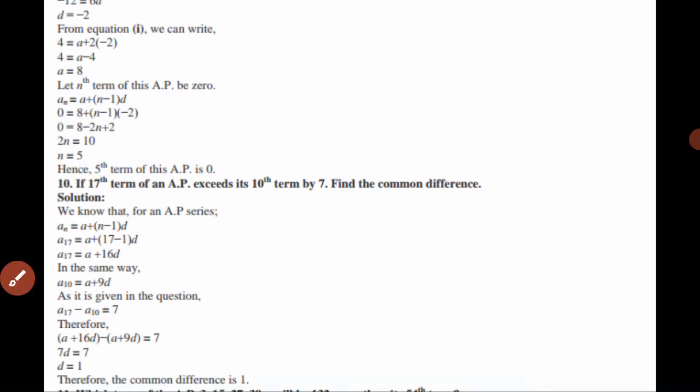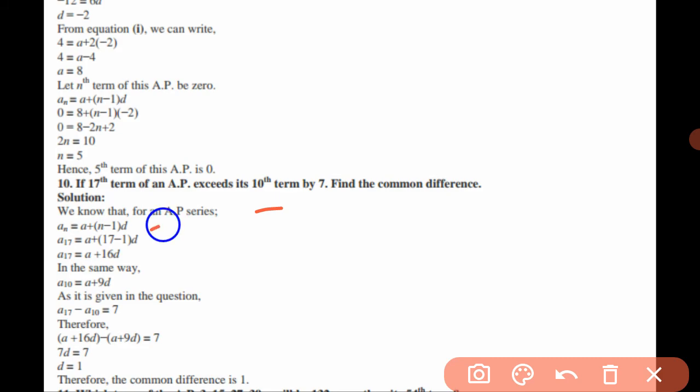Now after this, see question number 10. In question number 10, the 17th term of an AP exceeds the 10th term by 7, meaning the 17th term is 7 more than the 10th term. So we can take an equals a plus n minus 1 into d, and a17 will be a plus 17 minus 1 into d. So a17 equals a plus 16d.